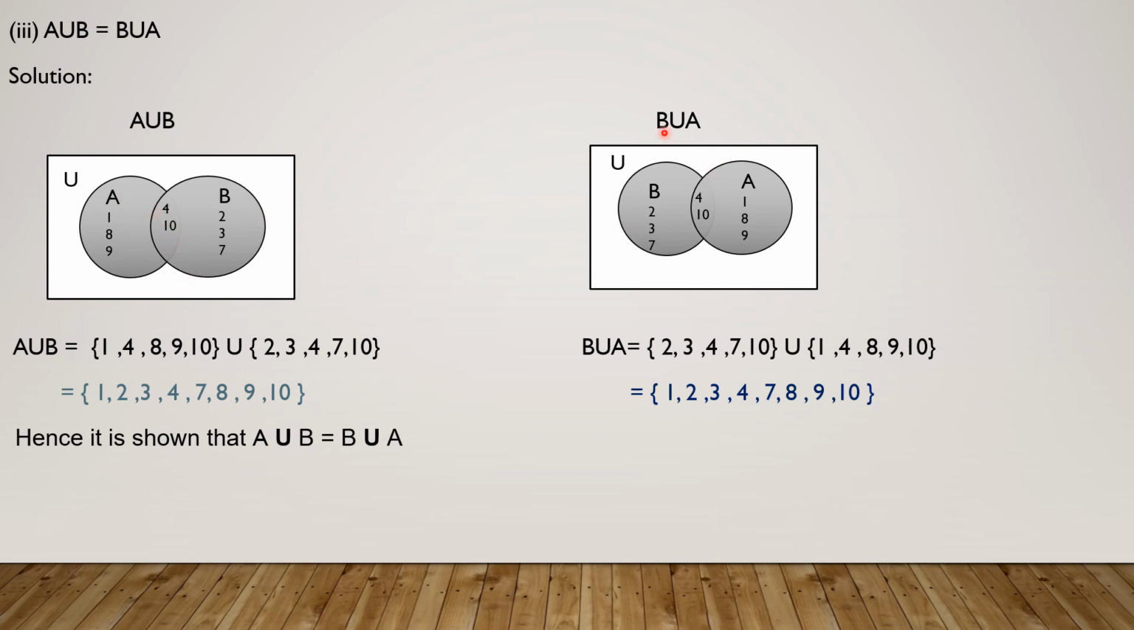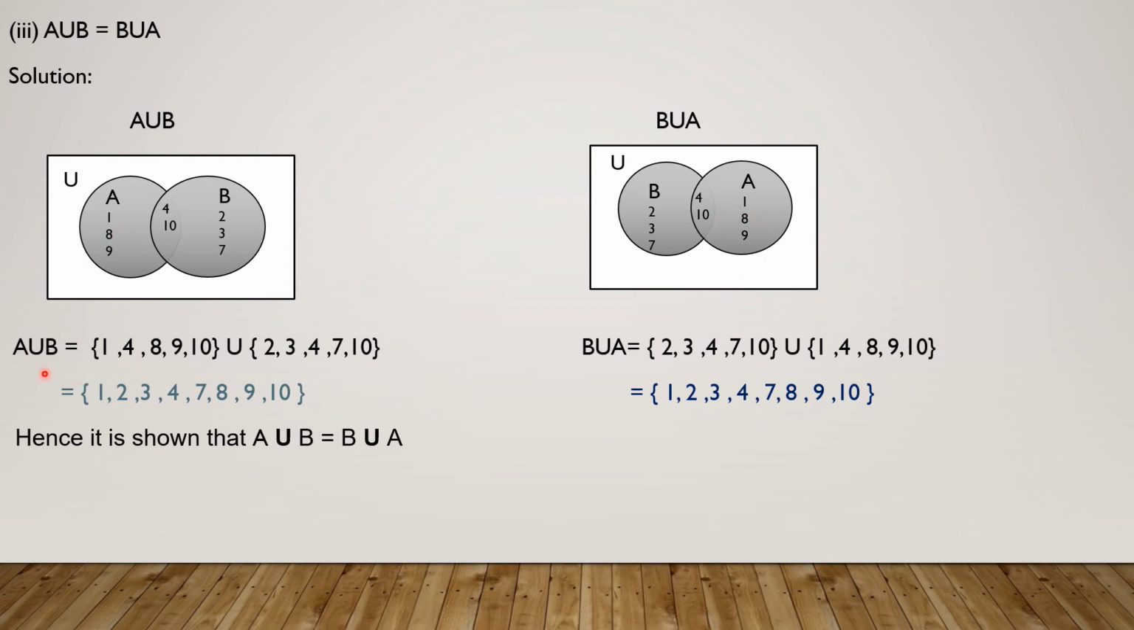Similarly, students, in B union A, we will draw two sets B and A. Again, which portion should be shaded? Whole the portion of B and A. So we will shade whole the portion of B and A. Look at both the diagrams. Both the diagrams are equal.